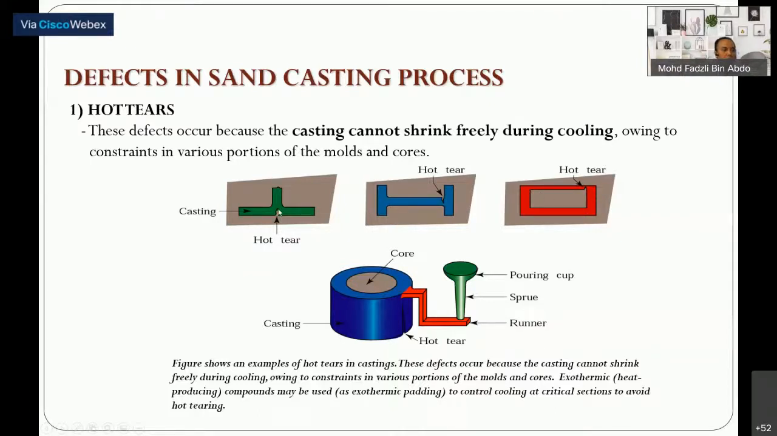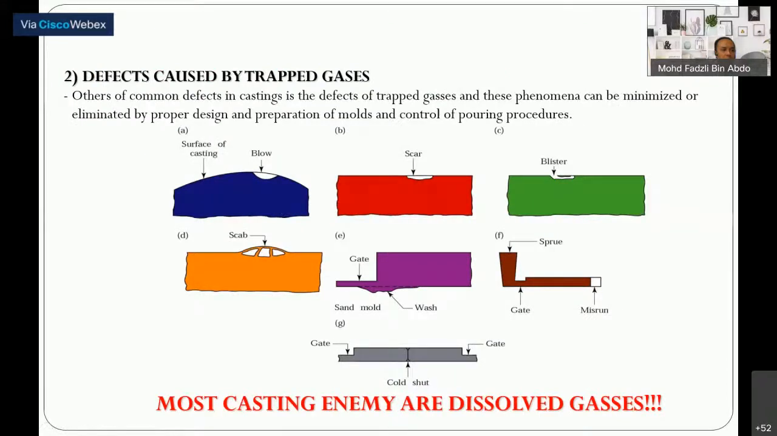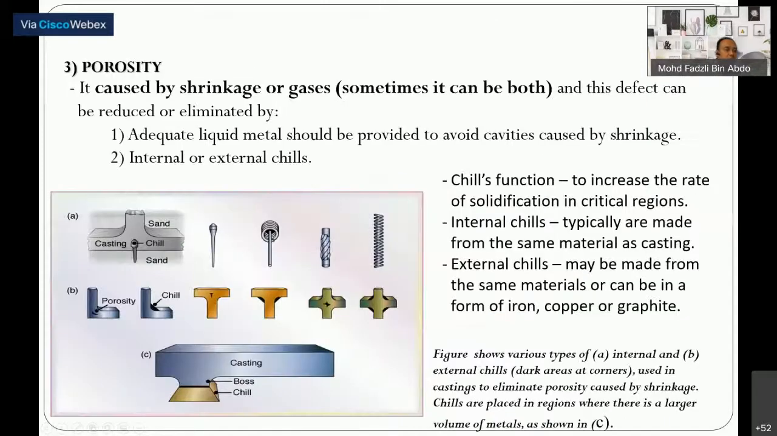Okay. And then kita ada caused by trap of the gases. That's why tadi kita menggunakan apa tadi? Saya ingat untuk kita eliminate kan gases tadi. Kalau ada gases, dia akan defect, dia akan trap lah. Jadi bila dia trap, dia akan jadi macam ni lah. Dia ada blister, dia ada scar, dia ada scab. And then porosity, it caused by shrinkage of gas. Sometimes it can be both. And this defect can be reduced or eliminated by adequate liquid metal should be provided.